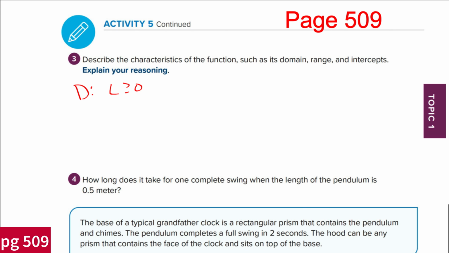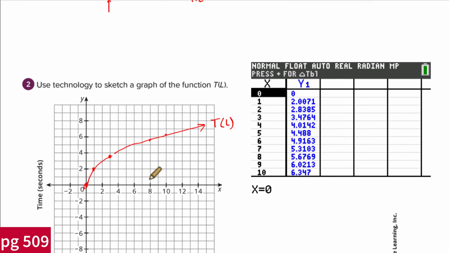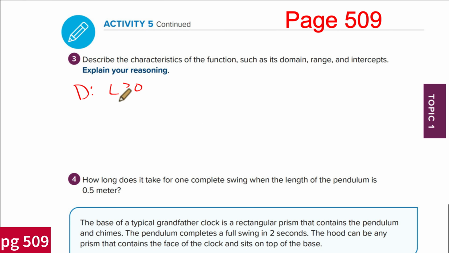Because we're plugging in an L, that is our domain. It's like the X value, it's the input. If we go back to our graph, it's the length of the pendulum, so it has to be from 0 all the way out to infinity. Theoretically, you could have an infinite length, so we could say that L has to be greater than or equal to 0, or in interval notation, 0 to infinity.